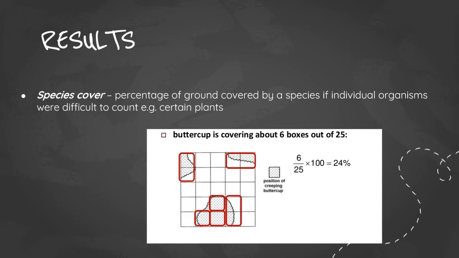This would be 2 separate boxes. So far we've gone 1, 2, 3, 4, 5, and this is almost completely covered. So let's count this as 6. This is quite insignificant. So the buttercup is covering on average about 6 boxes out of the 25 boxes. So we'd say that the species cover is 6 out of 25, and we multiply that by 100 to get a percentage. So we would say that the buttercup is covering 24% of the area in which we were studying.